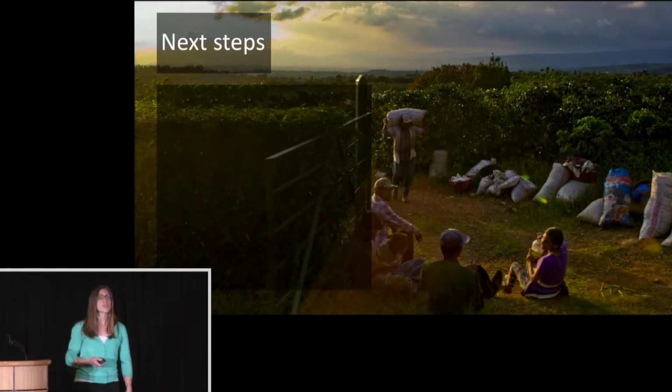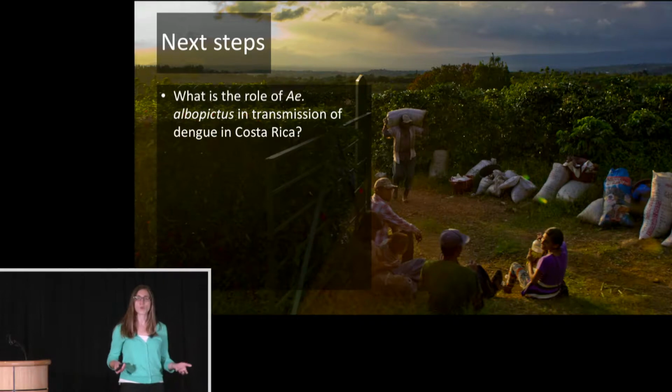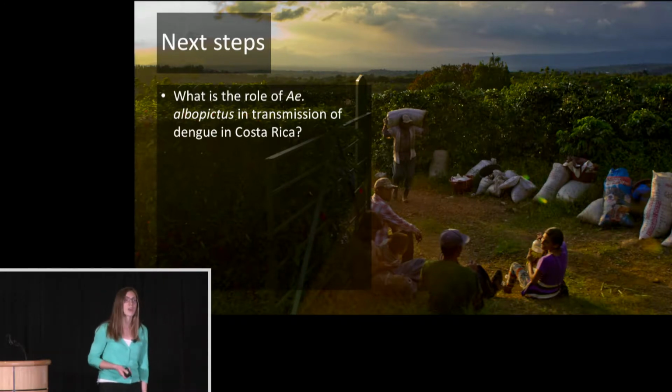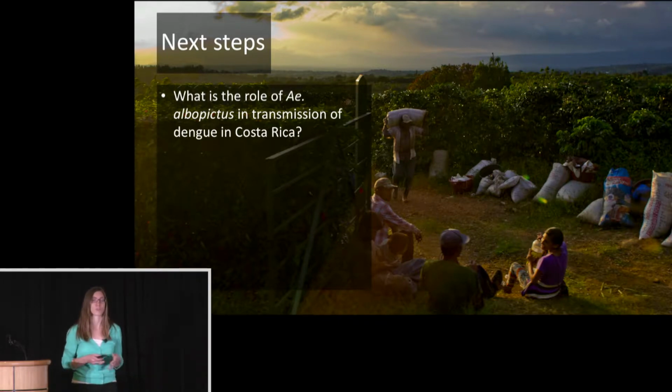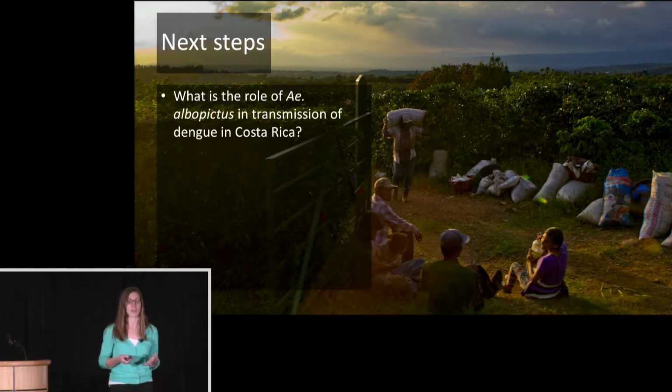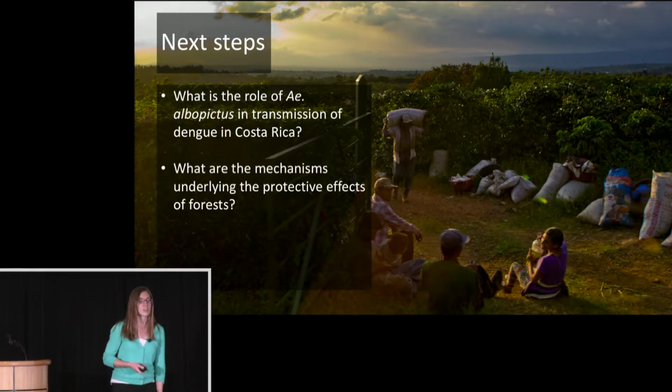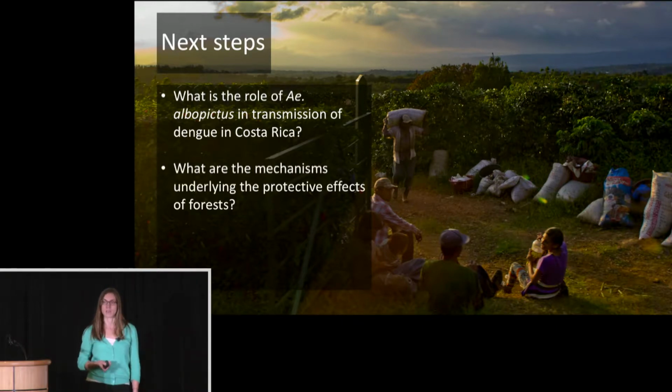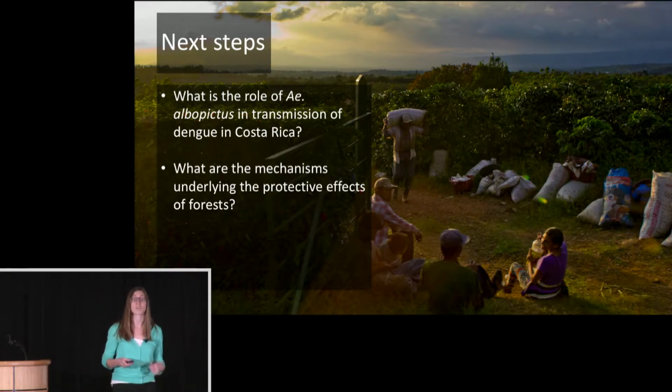And so we see several next steps ahead to pursue. First, what is the role of Aedes albopictus in transmission of dengue in Costa Rica? And we're currently testing our samples for virus as one way to pursue this question, but we'd also like to look into case data. Secondly, what are the mechanisms underlying the protective effects of forest? And one way we'd like to pursue this question is by using available biodiversity data from these sites to try to assess differences in predators and competitor abundances.